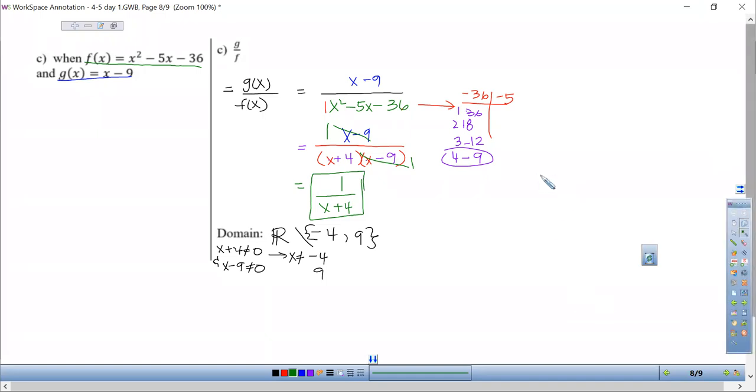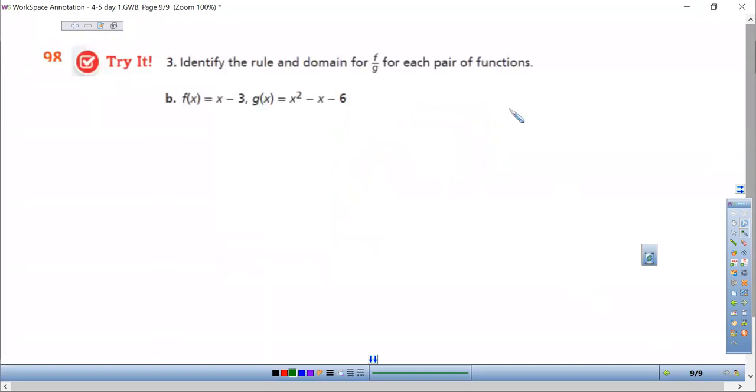Okay, so that is dividing. Remember, in dividing, we're looking for the domain restriction, the values that will make the denominator 0. There is a practice problem on page 98 in your student companion, number 3, if you would like to do that.